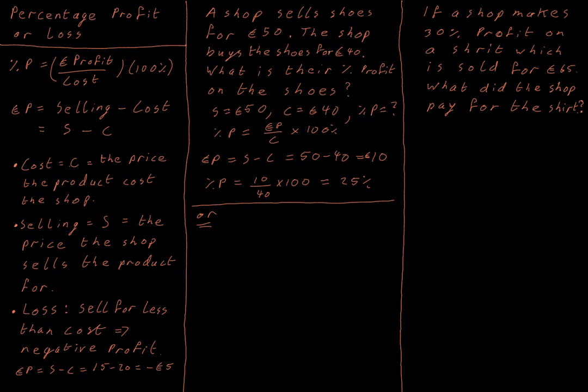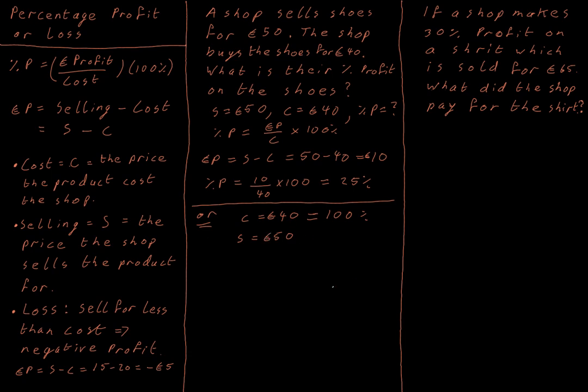If we have a cost, the shoes cost us 40 euro. That means the original price of the shoes, so the cost would be 40 euro. Now, if that's the original price of our shoes, that means that is 100% the original cost. We're looking for the percentage profit, and we know that the selling price is going to be 50 euro.